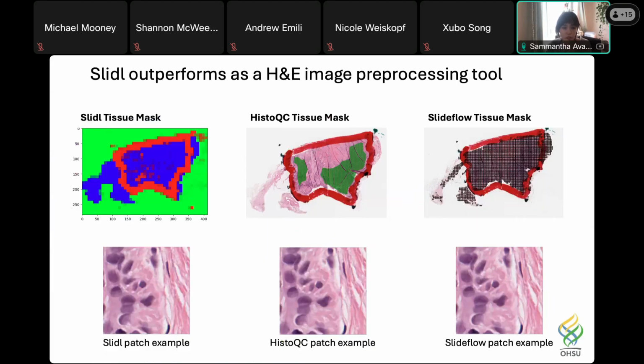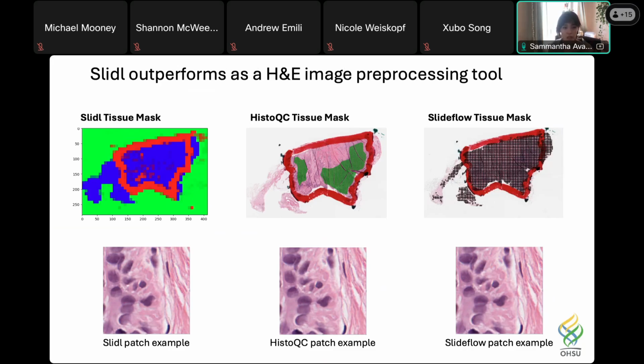And so to do this led us to benchmark several published tools, including Slideflow, HistoQC, as well as SlideFlow, to segment the tissue regions from the background as well as from any unwanted slide artifacts. And so each of these tools leverage a combination of different thresholding techniques as well as deep learning models to create these tissue masks, as we could see in the first row, that essentially just segment our tissue region.